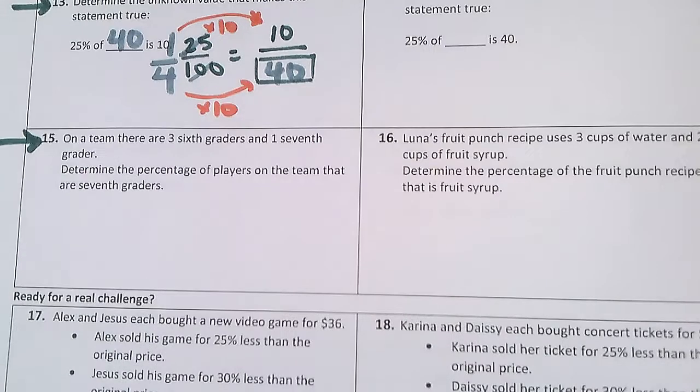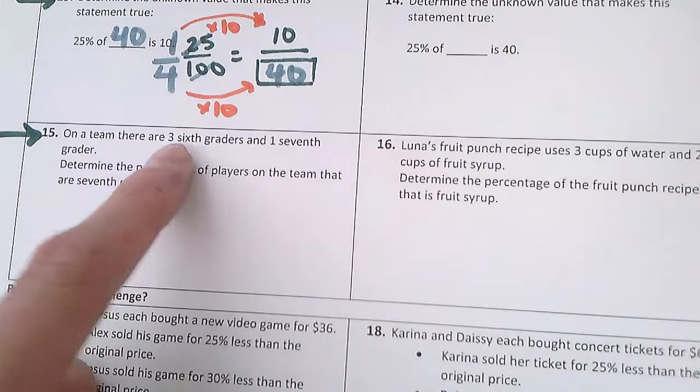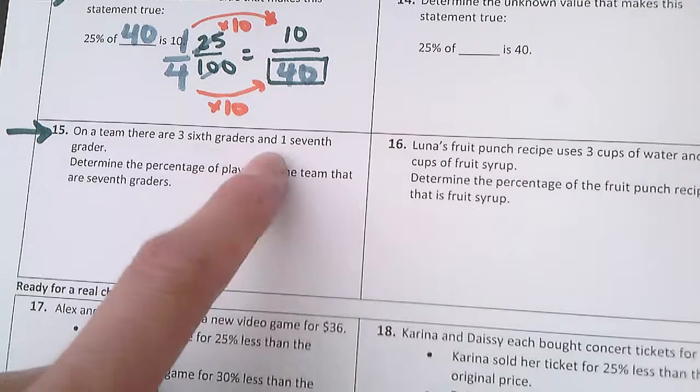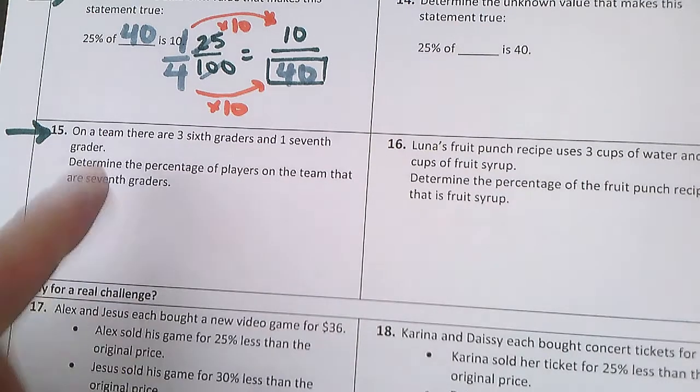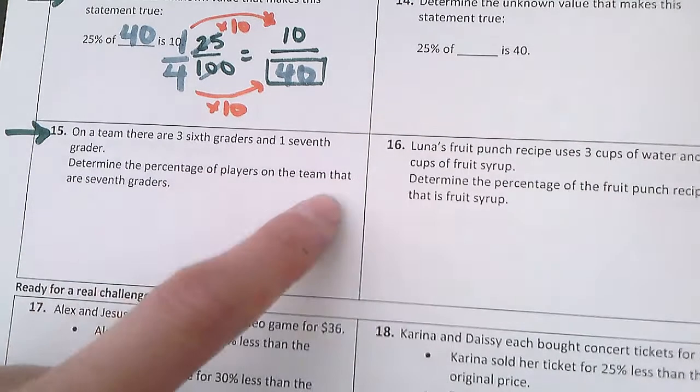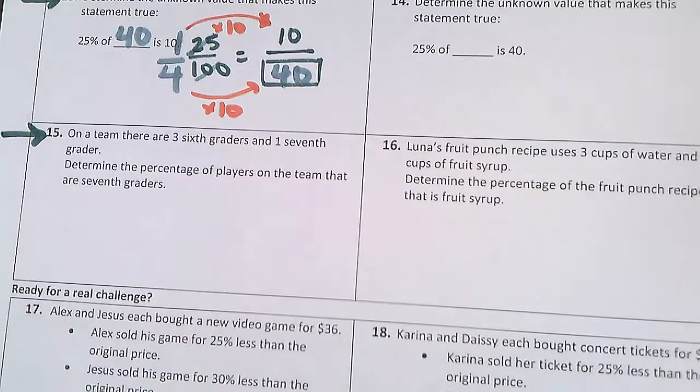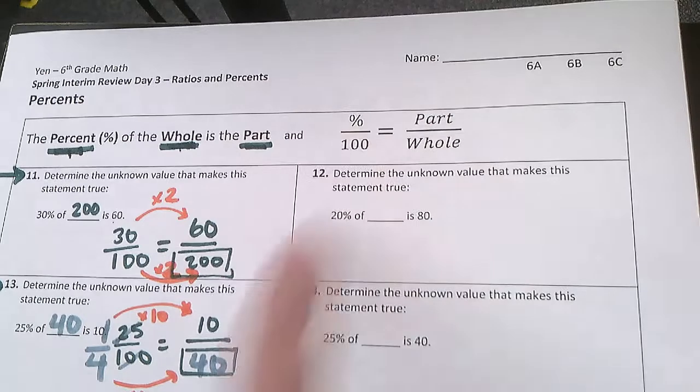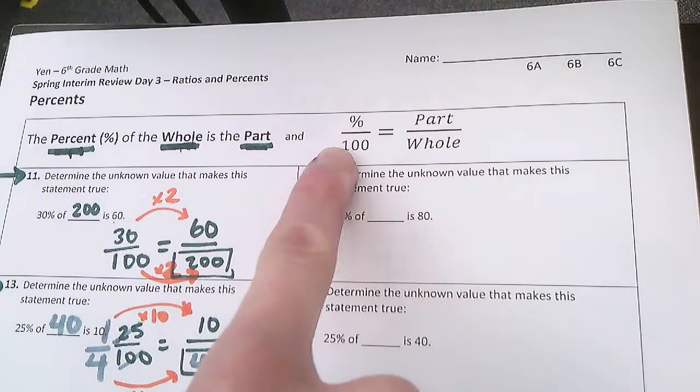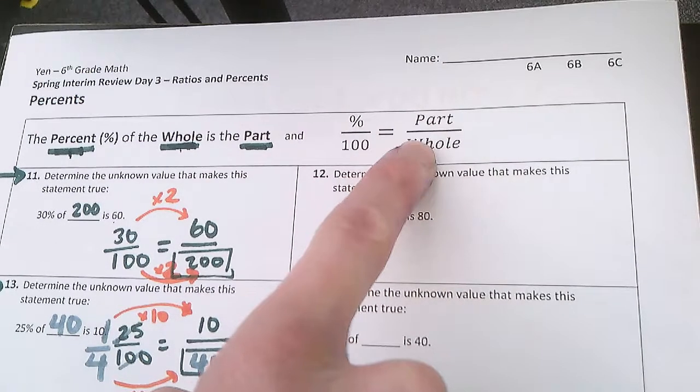And last one, number 15. On a team, there are 3 sixth graders and 1 seventh grader. Determine the percentage of players on the team that are 7th graders. Okay, so let's go back here. Remember that the percent out of 100 is equal to the part out of the whole.